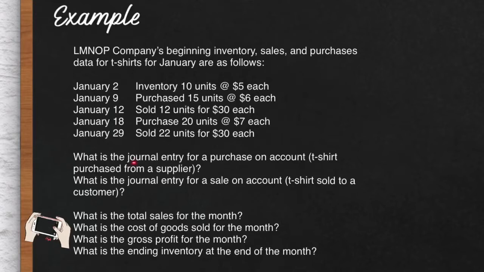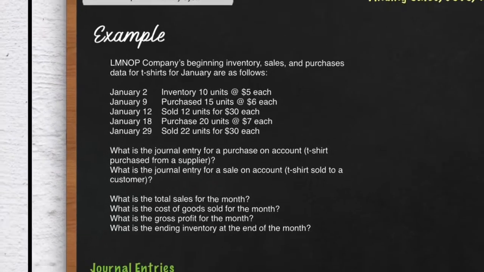We do have some beginning inventory, some purchases, and some sales. We're going to go over what the journal entries are for the purchases and the sales. And for most of these problems, it's either going to ask you for total sales, cost of goods sold, gross profit, and/or ending inventory for the whole month or for a specific date. For this example, we're going to do it for the whole month.